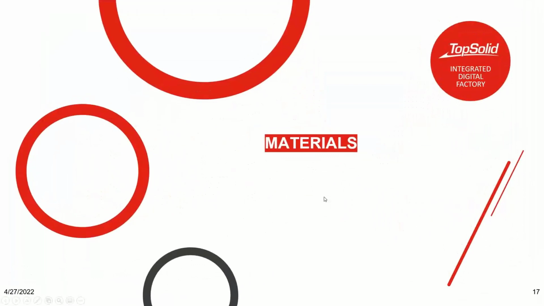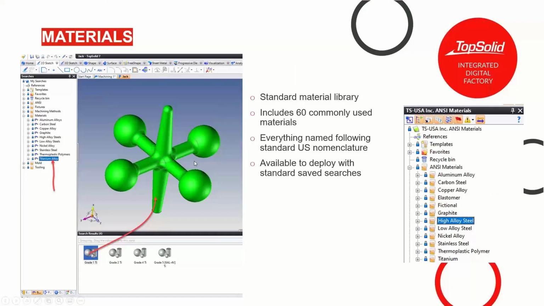All right, last library that we're going to talk about is a material library. Okay? Now, again, this comes with the standard save searches. The standard library that ships with TopSolid is a great library. Unfortunately, it uses European nomenclature for all the names of materials, which none of us know. This means that no one here in the US is going to use them.